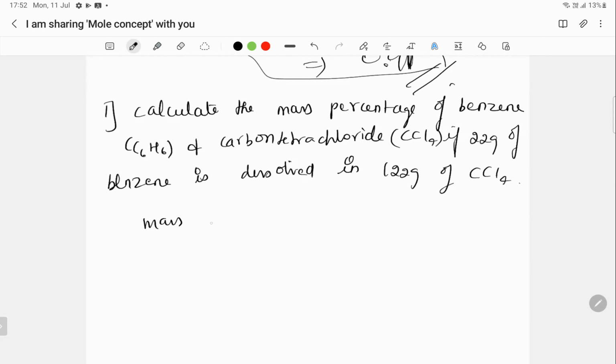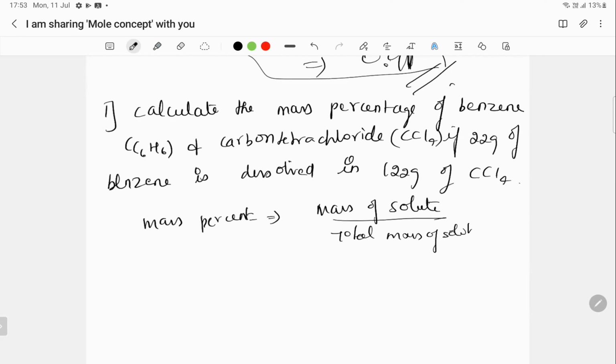So mass percent is equal to mass of solute divided by total mass of solution into 100. So solution is equal to solute plus solvent.